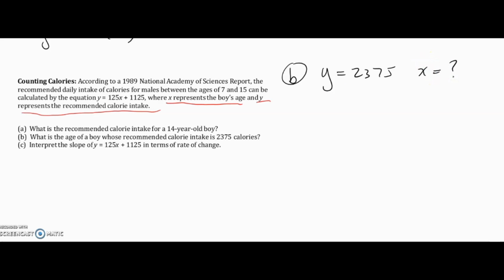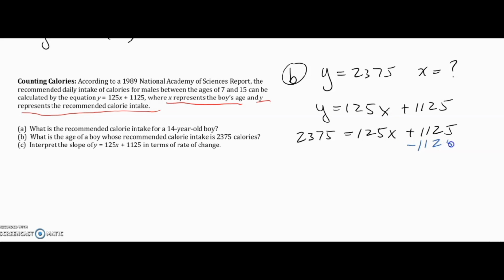So I have an equation. I have a Y. I should solve for X. That's a good idea. So what I've done is I've substituted Y into the equation. So now I have 2,375 is equal to 125X plus 1,125. Let me see. Yes, I should add negative 1,125 to both sides.